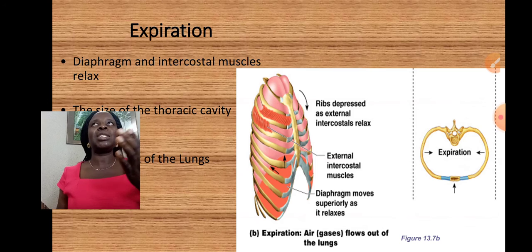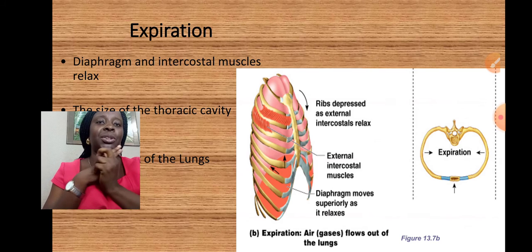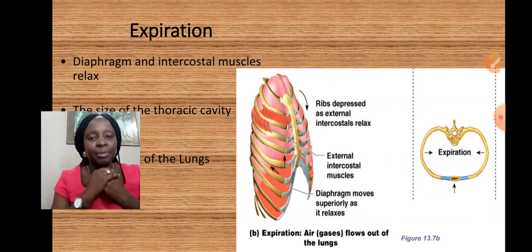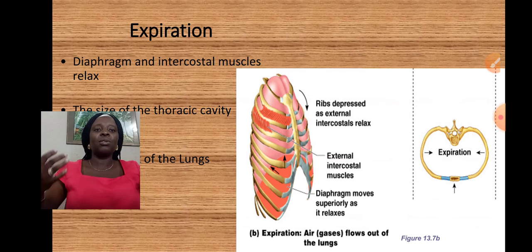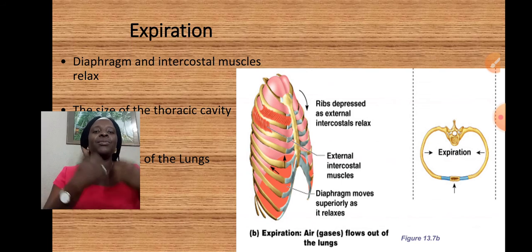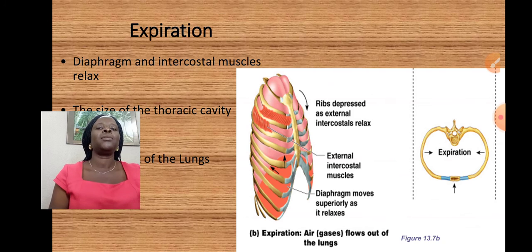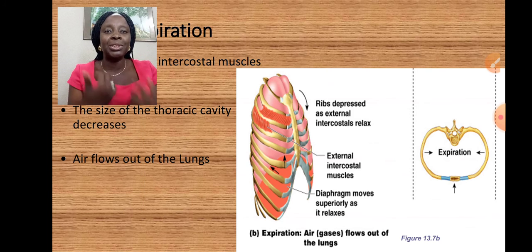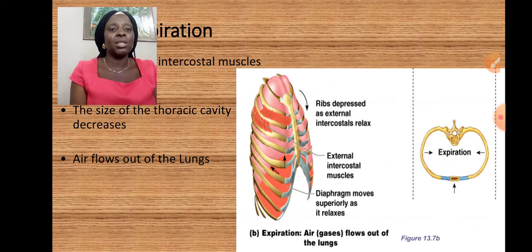Let's see what happens during expiration. During expiration, it's just like a reverse of what happens during inspiration. When you breathe out, you can see your diaphragm and your intercostal muscles. What happens? They relax. And the size of the thoracic cavity will decrease. It will go back, it will reduce, then air flows out of the lungs.